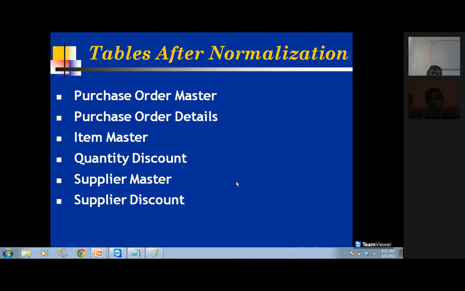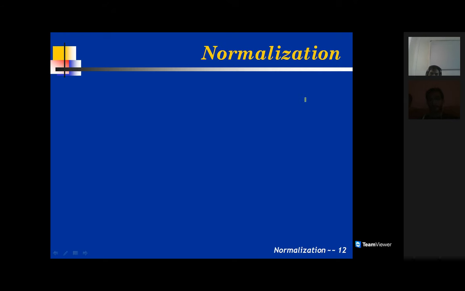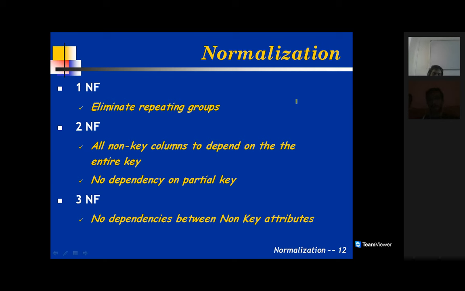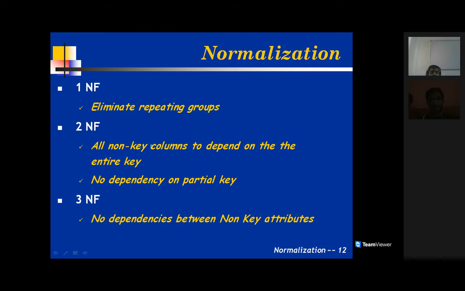We're going to discuss normalization techniques. We have understood first NF, second NF, and third NF. The first NF is to eliminate repeating groups. The second is that all non-key columns must depend on the entire primary key, with no dependency on a partial key. The third NF is no dependency between non-key attributes. So this is normalization.